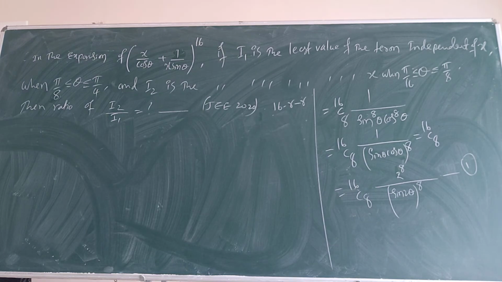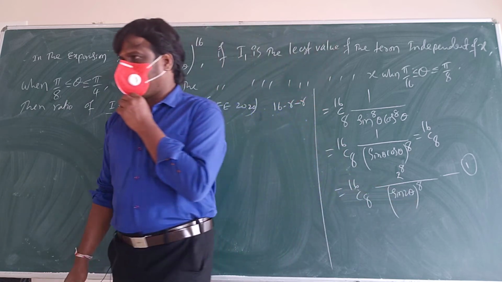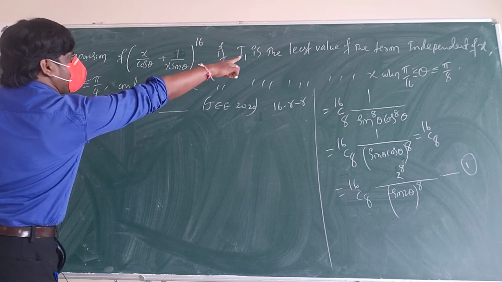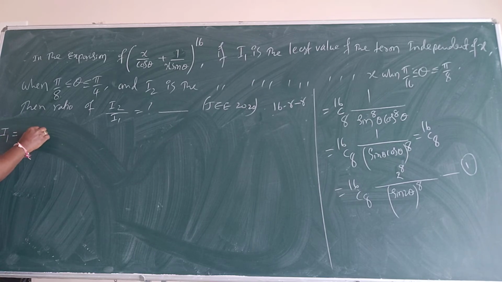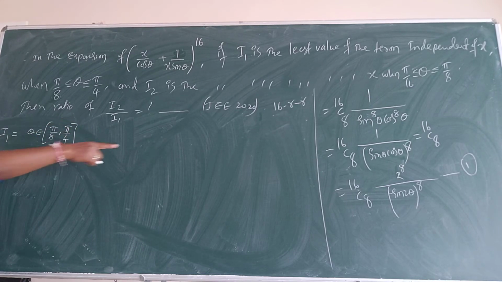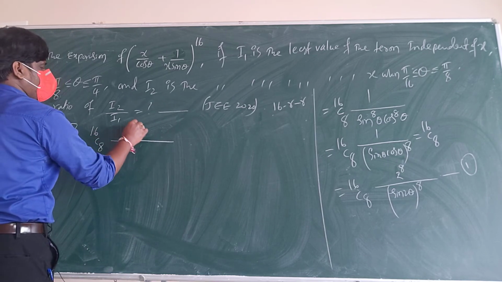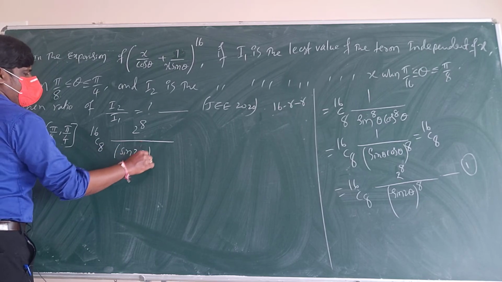See, you have 16C8 times 2 power 8 by (sin 2θ) whole power 8, right? It is asking for I1, the least value. I am going to find I1, when θ is in between where to where? Pi by 8 to pi by 4, in this equation: 16C8 times 2 to the power of 8 over (sin 2θ) to the power of 8.